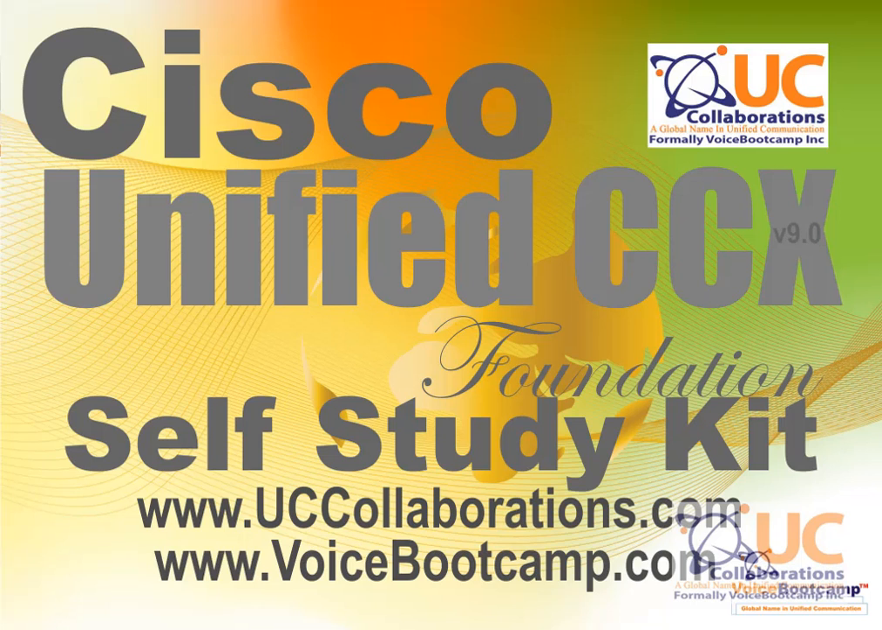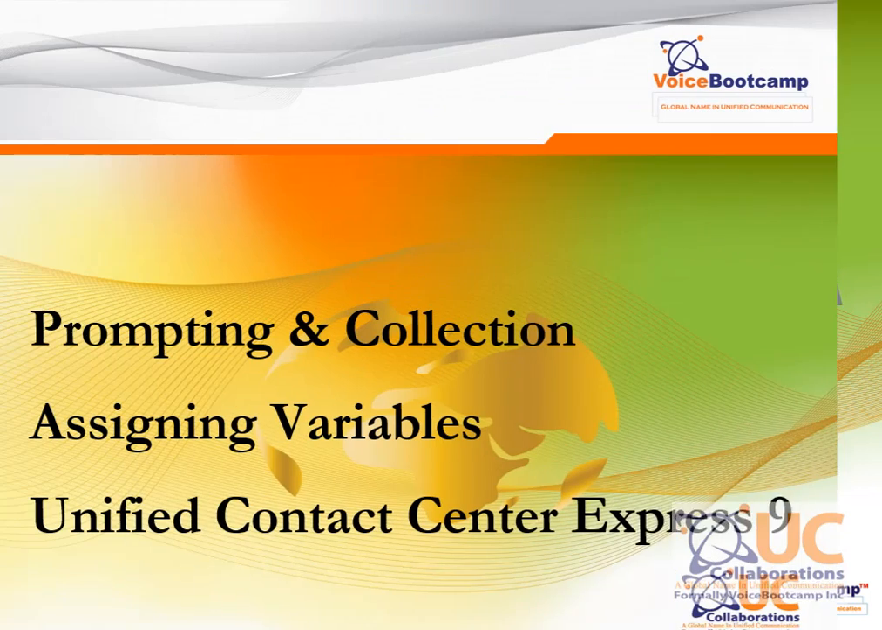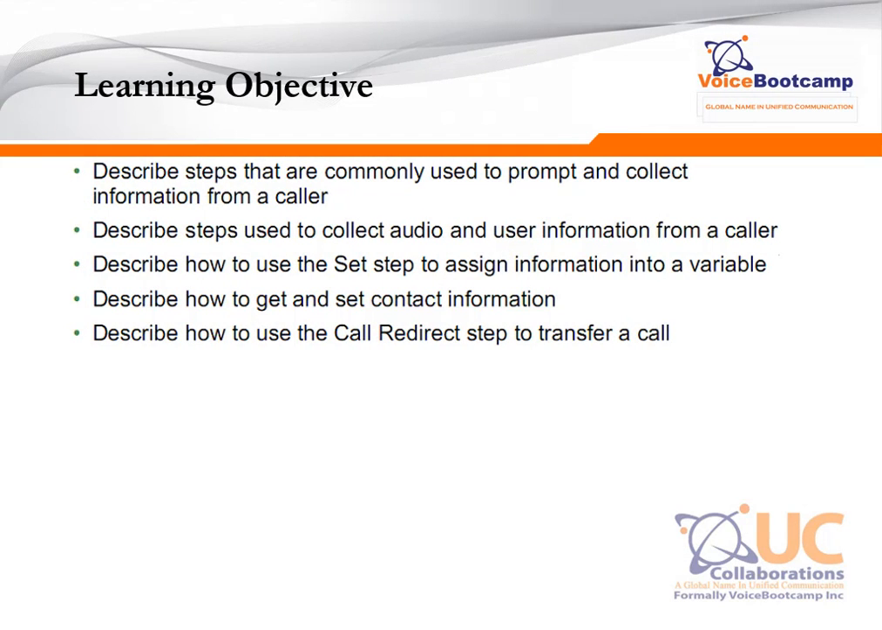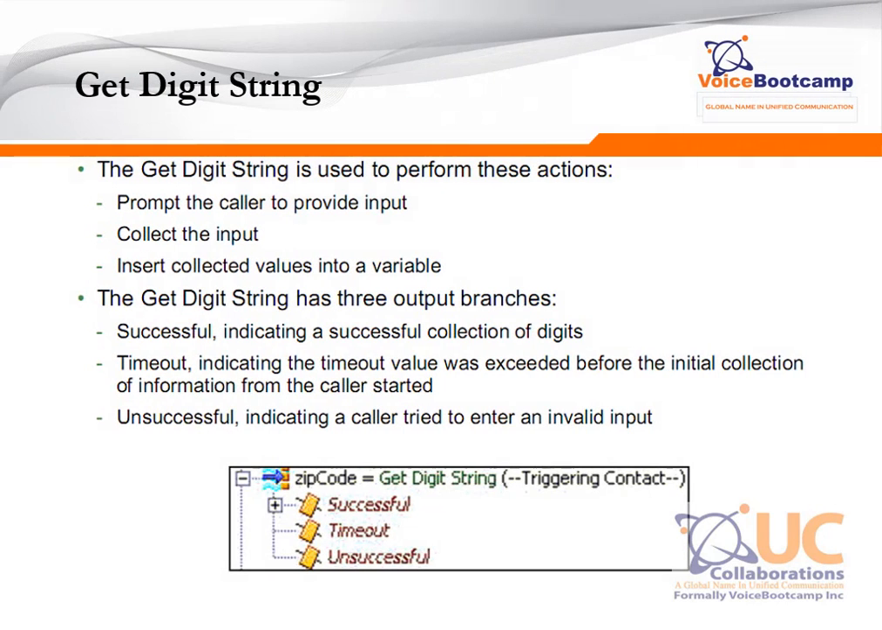In this particular chapter of Cisco Unified Contact Center Express Self-Study Kit, I'm going to show you some of the additional steps that can be used for prompting, collecting, and assigning variables to your script. So the objective of this chapter is to learn how to use prompt and collecting steps to get information from the caller. We're going to focus on collecting audio and user information, figure out how to use the set steps to assign information to a variable, and then how to get and set contact information, and how to use the call redirect steps to transfer a call, as well as look at the menu.